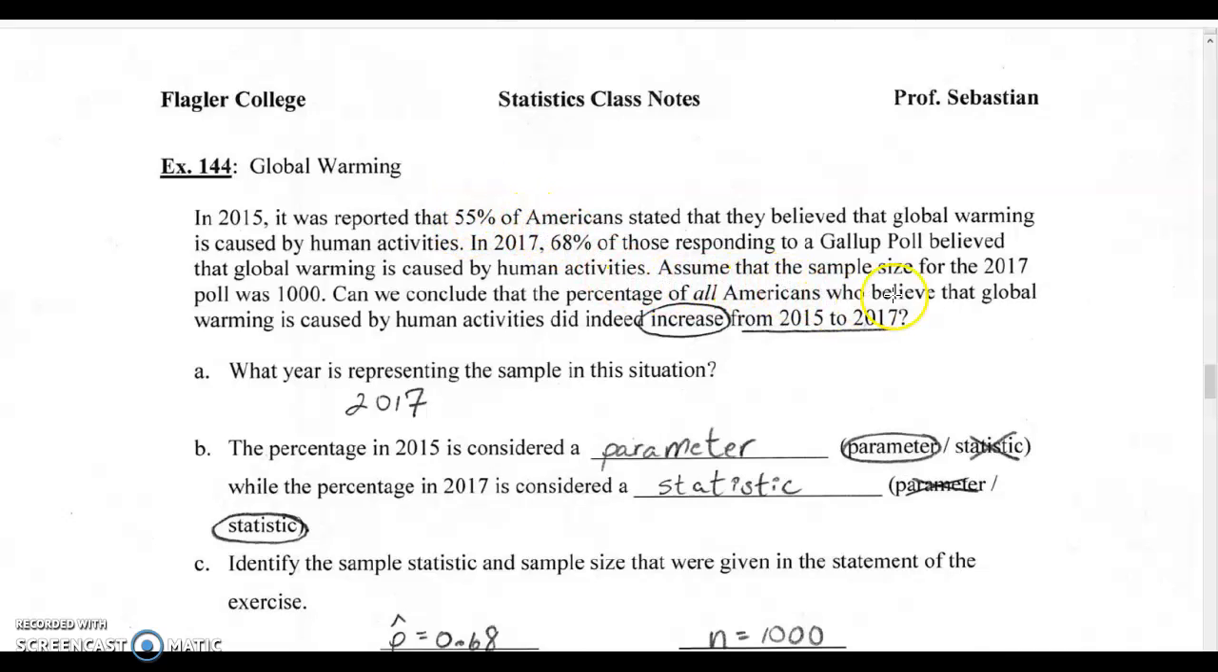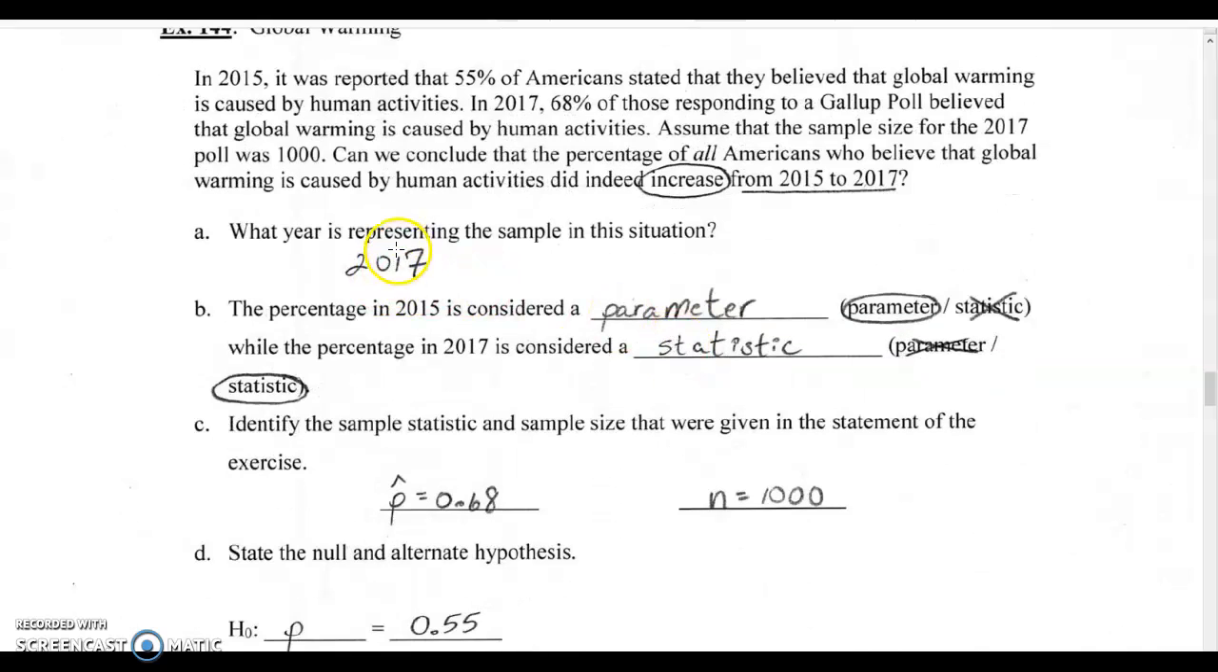Okay? Assume that the sample size for the 2017 poll was 1,000. Can we conclude that the percentage of all Americans who believe that global warming is caused by human activities did indeed increase from 2015 to 2017? So there's a key word we're looking for. Remember, we're looking for change, increase, or decrease. So the year representing the sample here is 2017. This is when we got the 68%. This 2015 we're assuming is the truth from the past.